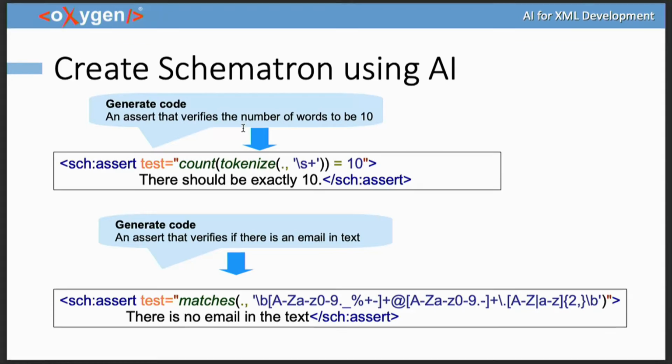Then you can create another assert that uses a regular expression, this time an assert that verifies that there is an email in the text. So we can use a regular expression that checks if the text is an email. And AI is very good at generating regular expressions. So this is hard even for me to write. So yeah, you can Google it, but it can help you to create this more easily.